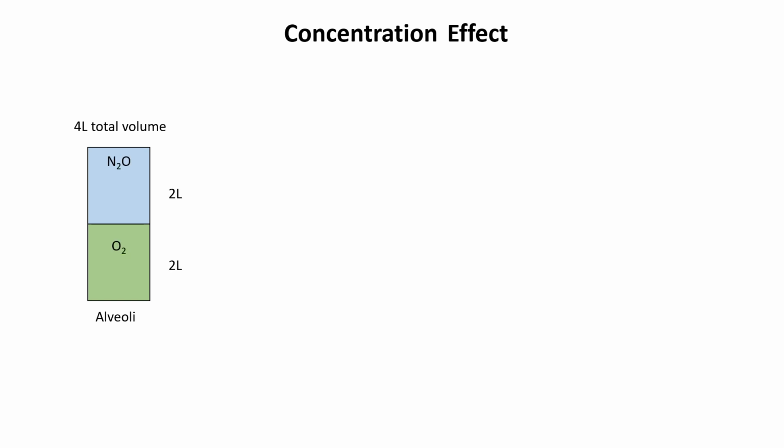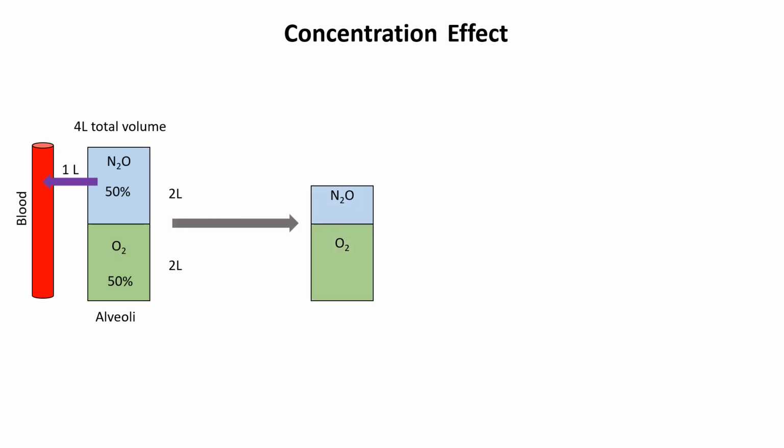To clearly understand the concept, let's illustrate it with an example. Suppose a patient's lung capacity is 4 liters. The patient inhales a mixture of 2 liters of nitrous oxide and 2 liters of oxygen, with each gas contributing 50% of the mixture. Since nitrous oxide diffuses much faster than oxygen, half its volume, or about 1 liter, rapidly diffuses into the blood, leaving only 1 liter of nitrous oxide in the alveoli.